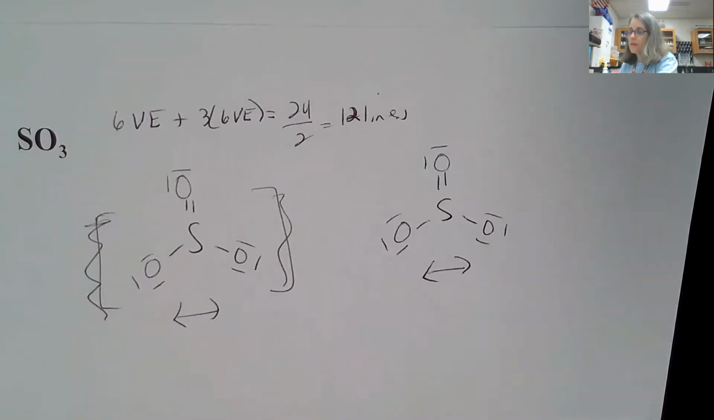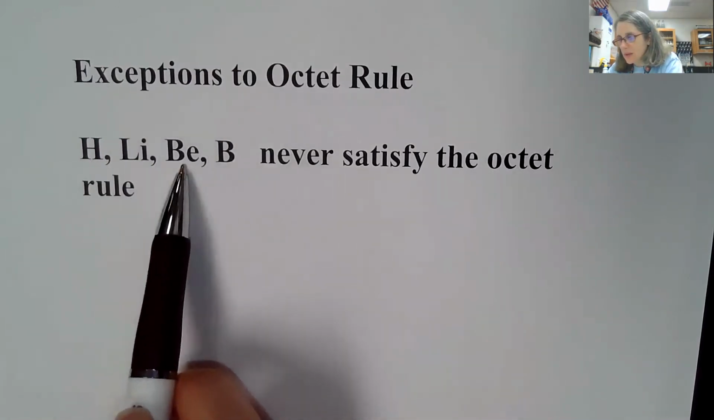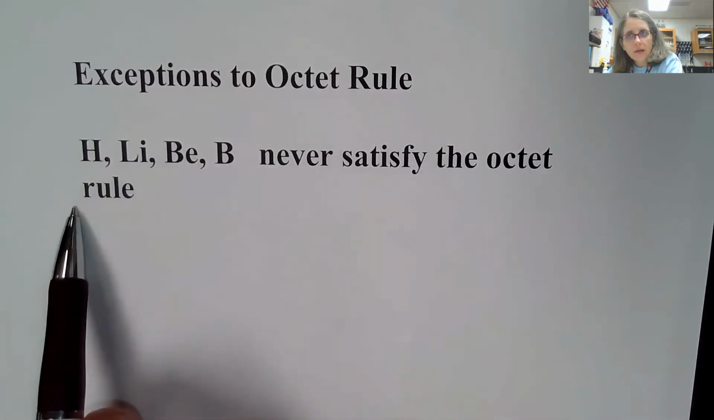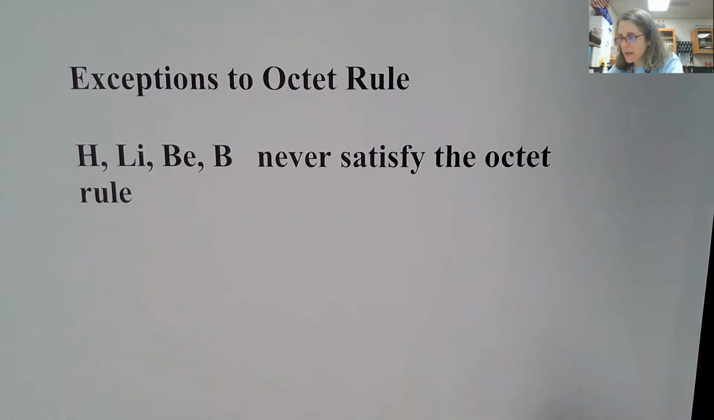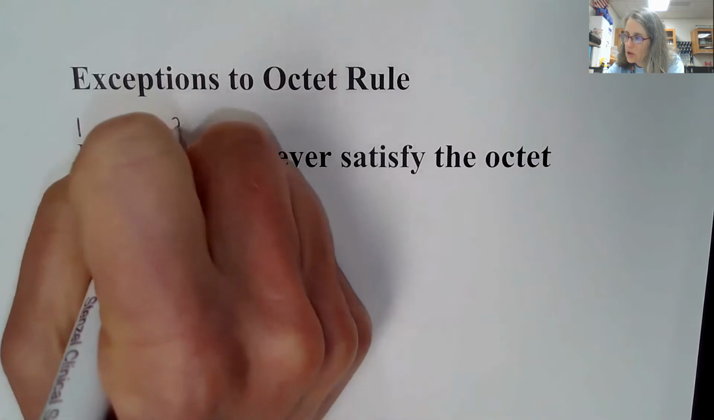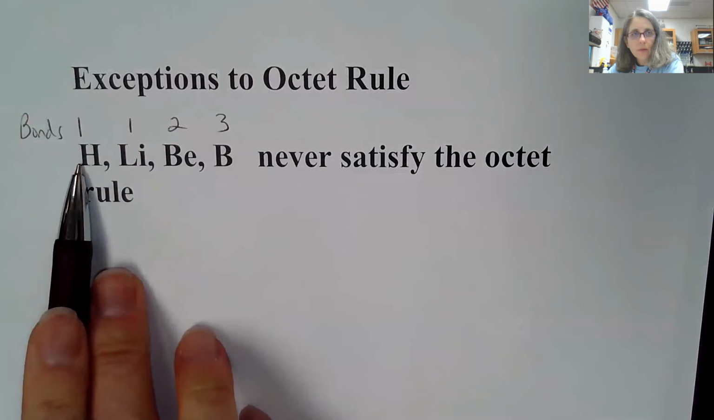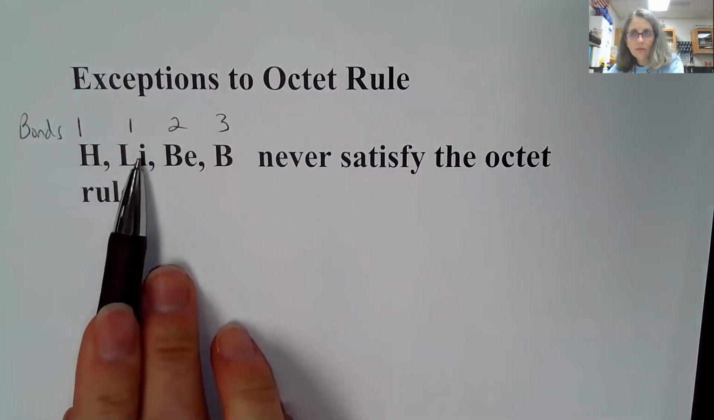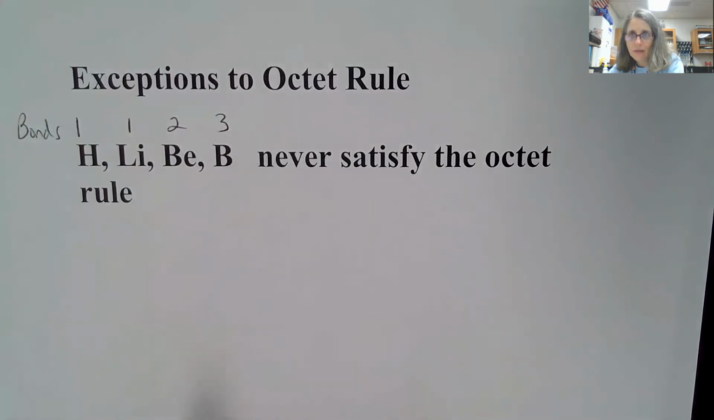So to finish this up, there are some exceptions to the octet rule. Hydrogen, lithium, beryllium, and boron will never satisfy the octet rule. Now, there's some other things that are out there, but those are things that we're not going to cover in this class. So if you want to write bonds, hydrogen only makes 1 bond, lithium only makes 1 bond when it makes a covalent bond, beryllium makes 2 bonds, boron makes 3 bonds. So they will never satisfy the octet.